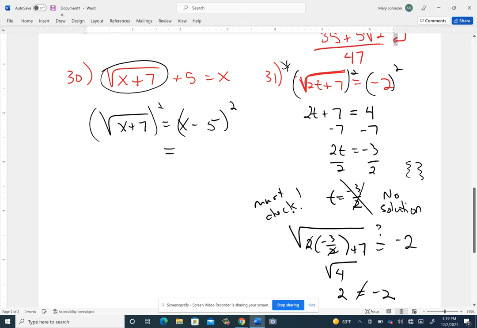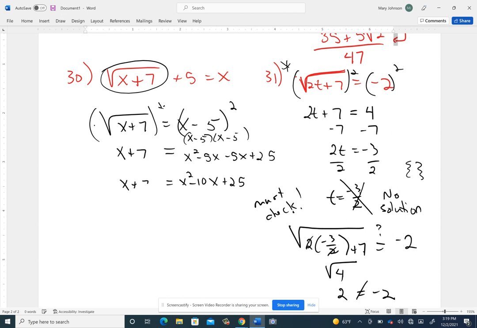Okay, when you square x minus 5, it's x minus 5 twice. You don't just get x squared plus 25 or minus 25. You get minus 5x minus another 5x plus 25. So you get x squared minus 10x plus 25. Over here, the square and the square root, you did it because you get rid of the radical. Now, if that had been a cube root, you would have cubed both sides. Okay? Square root, you square both sides.